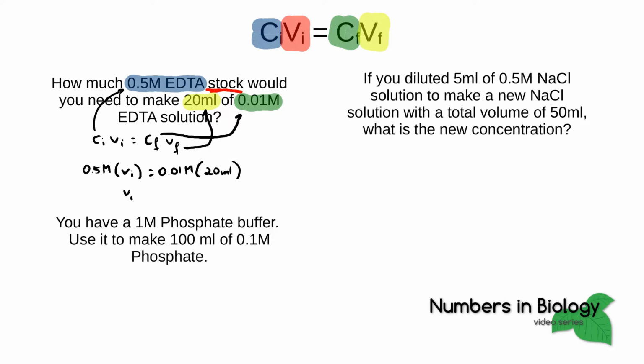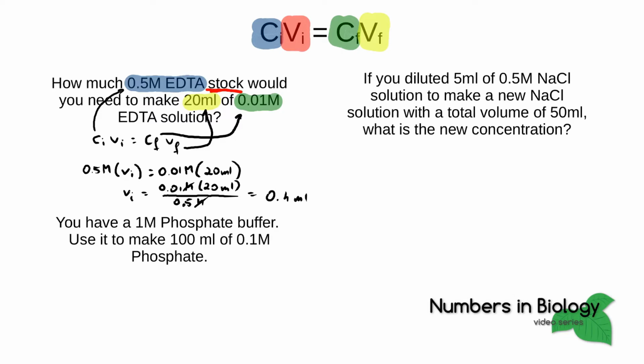So if we solve for VI, then we get 0.01 molar times 20 milliliters divided by 0.5 molar. The concentration units will cancel out, and that will give us 0.4 milliliters.